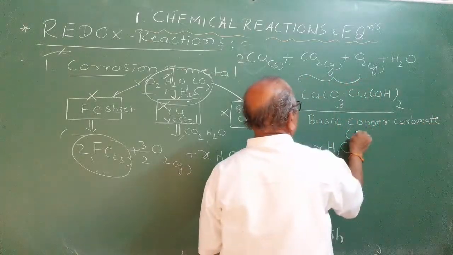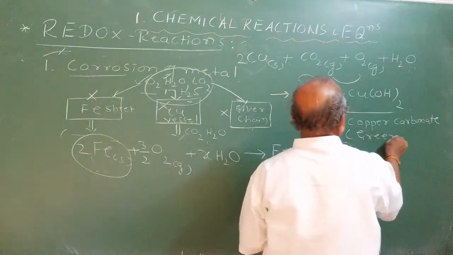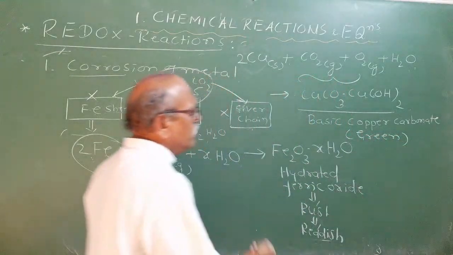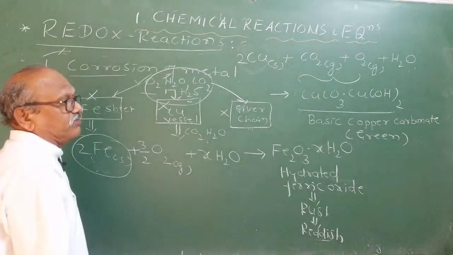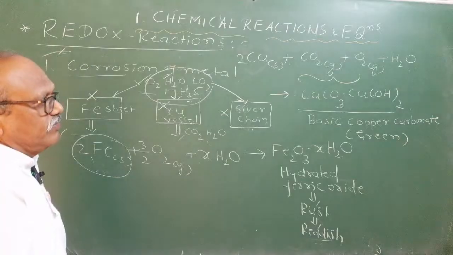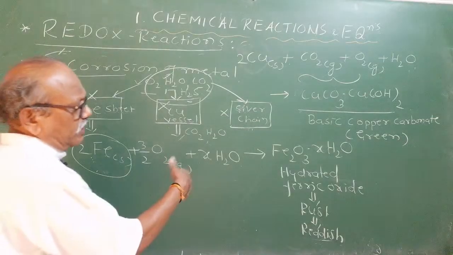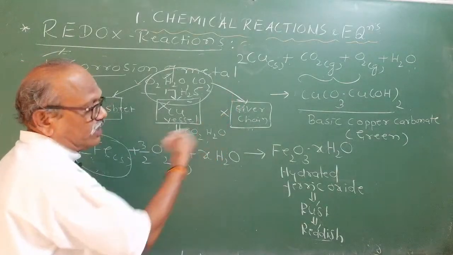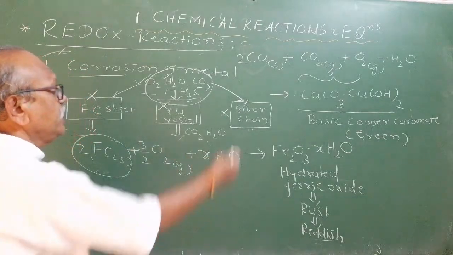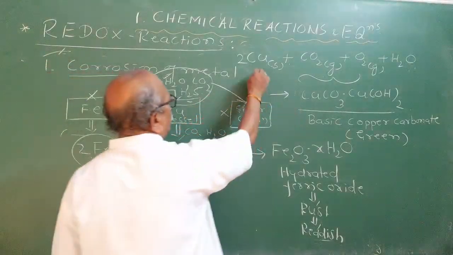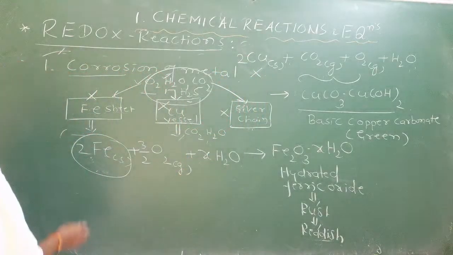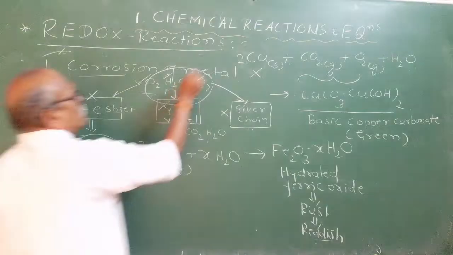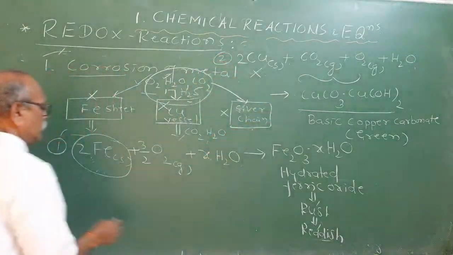It will have the green color. Once it develops the green color, you must have seen inside the copper container, a green colored coating will appear in the vessels you are using for puja. If it is kept in moist air for a long period, it will develop a green coating. That green colored basic copper carbonate is formed. As a result, copper will lose its original property. That is the second example and reaction.